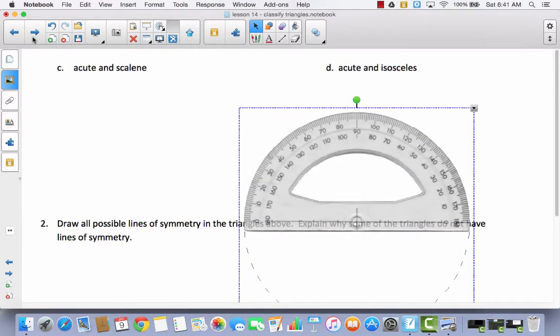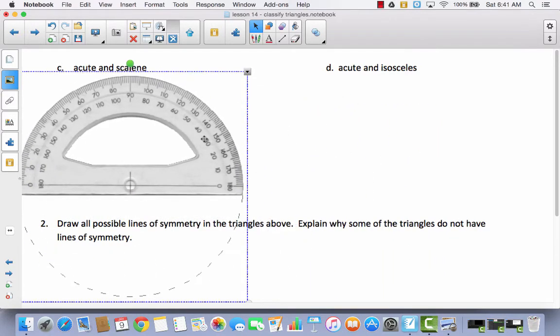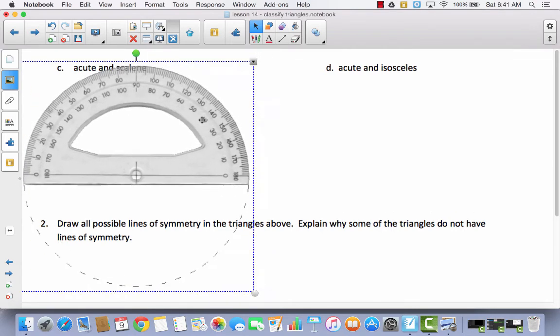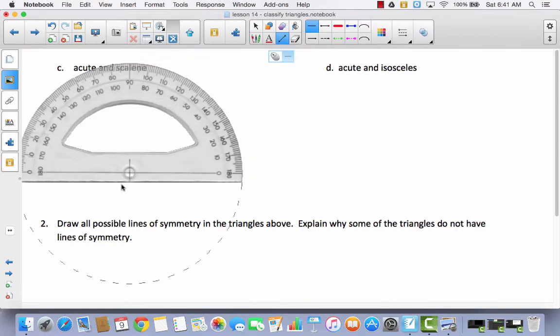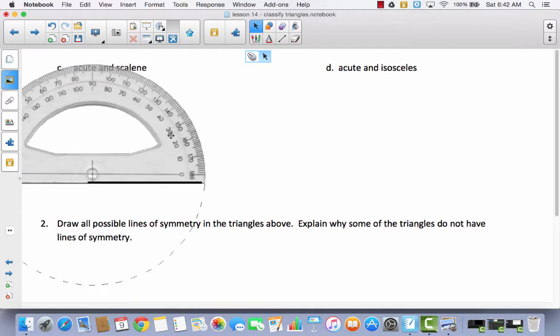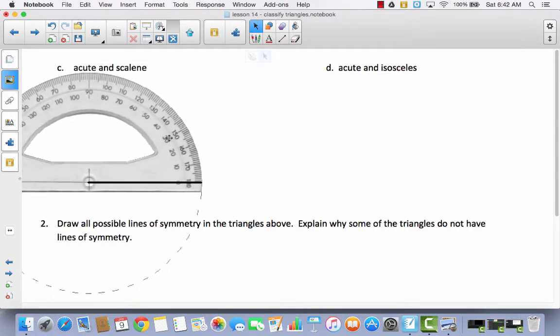All right, now this time we're going to do acute and scalene. So remember, an acute triangle has 3 acute angles, but it has to be scalene. So that means that we don't want all of our angles to be the same. So in an equilateral triangle, if you will remember, the acute angles are all 60 degrees. So I want to make sure that when I make my angles today that I don't make them 60 degrees. Okay, so I'm going to make my baseline a little bit in the middle this time. I'm going to scooch my protractor over.